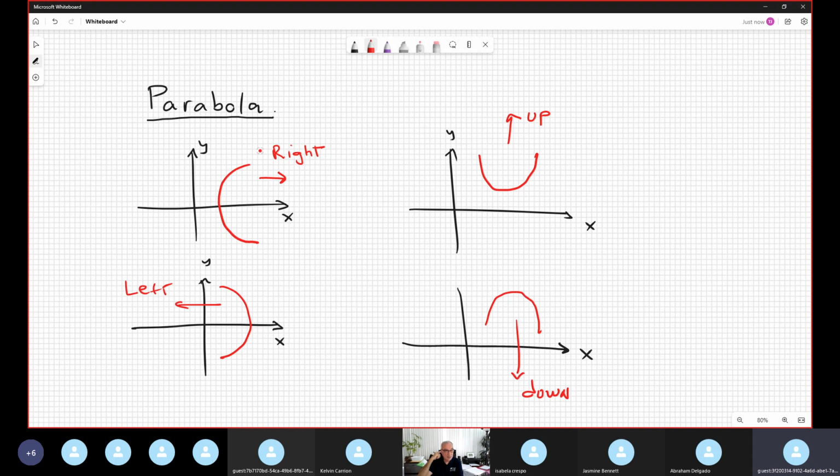Okay. And how do you know? Well, it's easy. The formula is for the parabola horizontal, get this. Let me split: this is horizontal parabola and vertical parabola. The formula for the horizontal is y squared equal 4px.